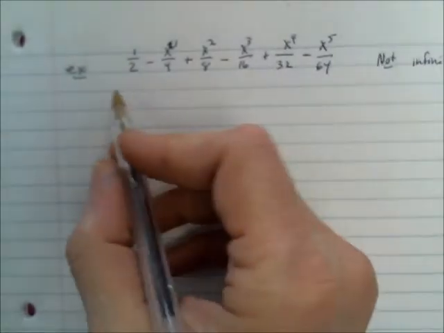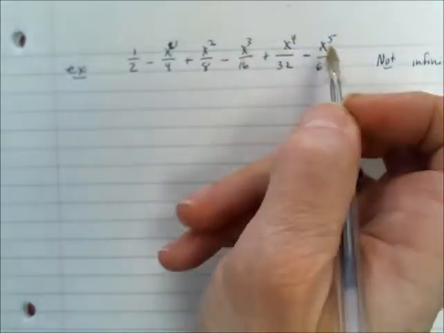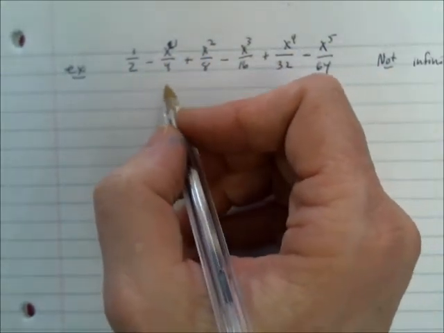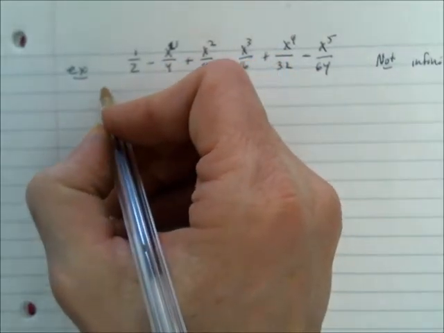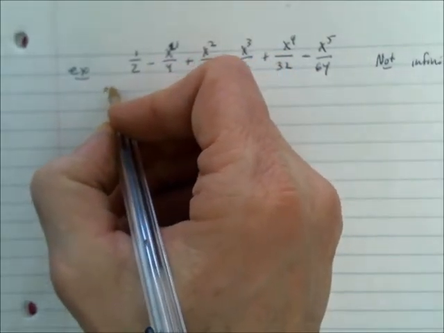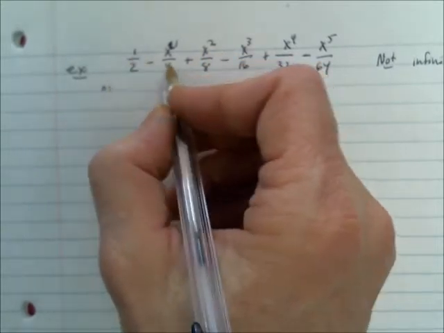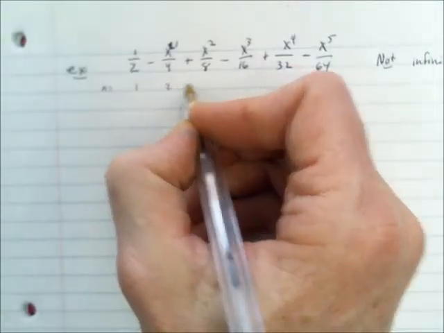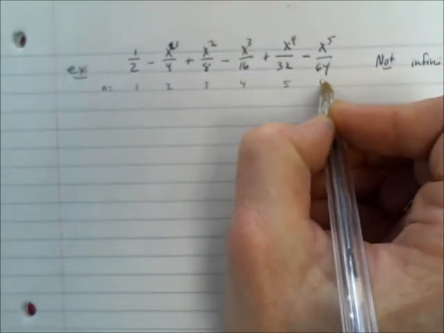So what I like to do is, if I'm asked to write this in sigma notation, because this is not a real common series to write, I like to write the n value underneath, which is the term number. So here's the first, second, third, fourth, fifth, and sixth terms. So I'm going to write a 1, second, third, fourth, fifth, and sixth.